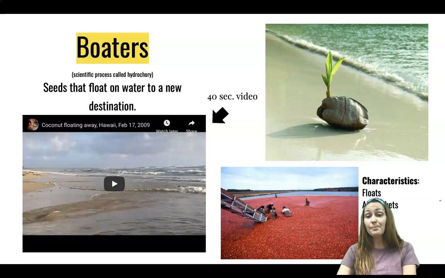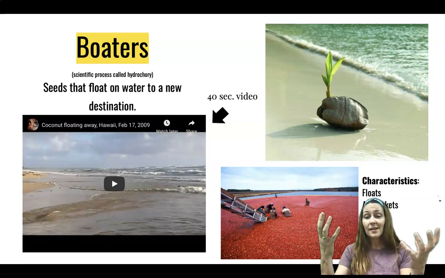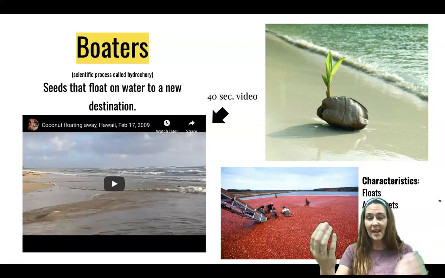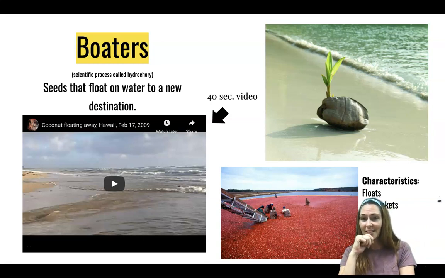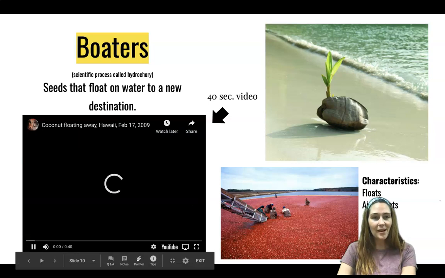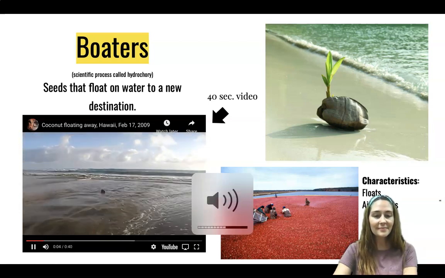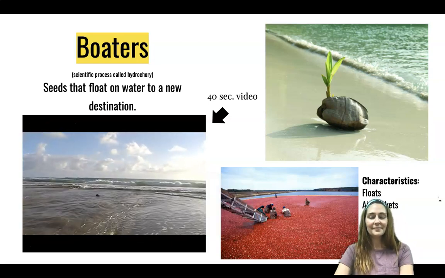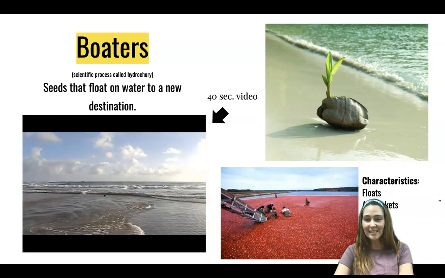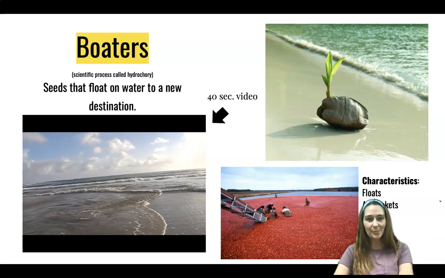Okay, so here we have boaters, and boaters are seeds that float. They're filled with air. You can see up there, there's a coconut. A coconut can float in water and then sprout in sand. And cranberries, those are cranberries down there. Cranberries float, and they can float away if they're not contained and then find a new place to live. And here is a picture of a coconut. It's floating away, hopefully going to find a new place to sprout.